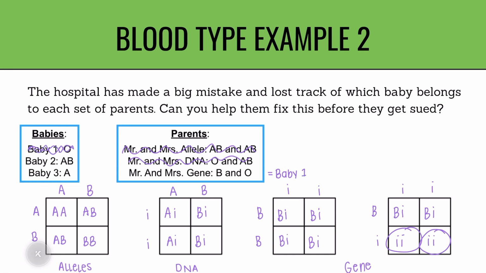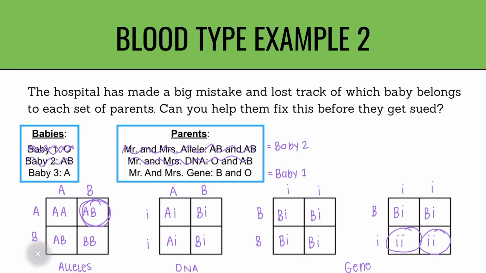Okay, baby two is type AB. Looking at my two Punnett squares here, this is the only time where I have AB. So baby two has to be the DNAs' baby.